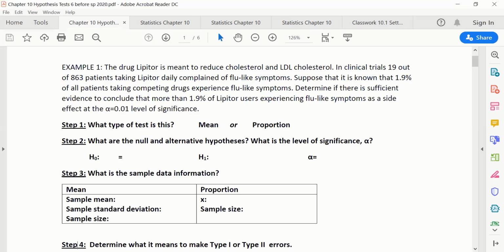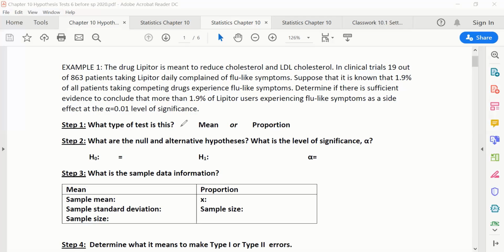The drug Lipitor is meant to reduce cholesterol and LDL cholesterol. In clinical trials, 19 out of 863 patients taking Lipitor daily complained of flu-like symptoms. Suppose that it's known that 1.9% of all patients taking competing drugs experience flu-like symptoms. Determine if there's sufficient evidence to conclude that more than 1.9% of Lipitor users experience flu-like symptoms as a side effect at the alpha equals 0.01 level of significance.